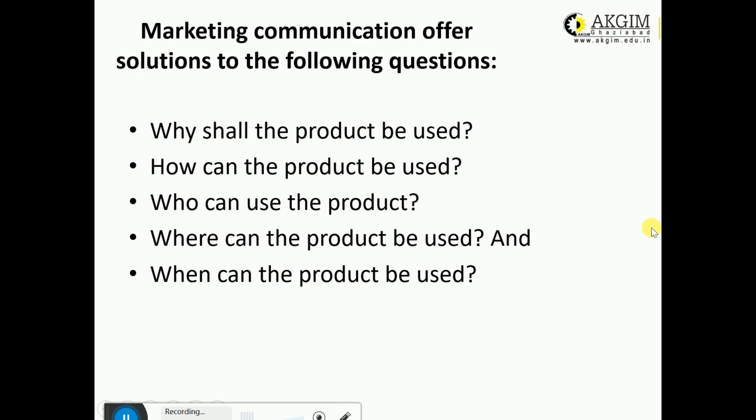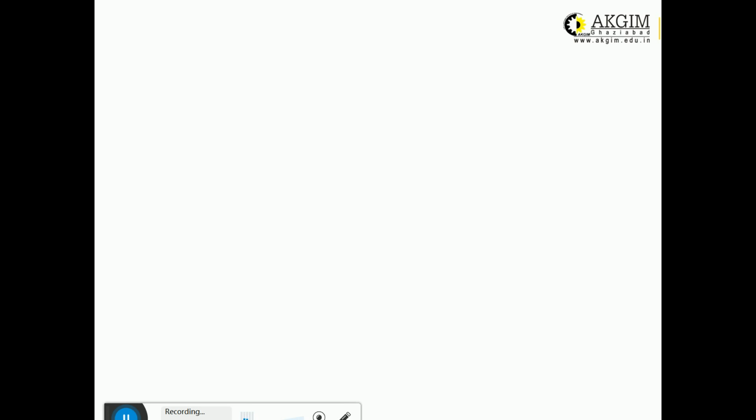So here, marketing communication offers solutions to the following questions, like why shall the product be used. The use of the product, the usage of the product, the handling of the product, the maintenance of the product is informed through advertisements or through various marketing communication tools. Then how can the product be used, the process. Why means the benefits. Who all can use the product, who are the target audiences for whom this product is designed, where can the product be used, and when can the product be used. All such information is given through marketing communication.